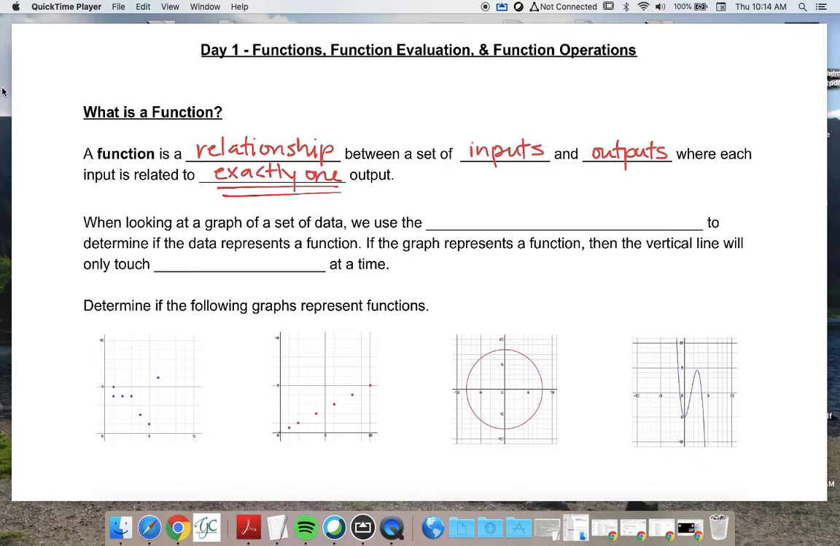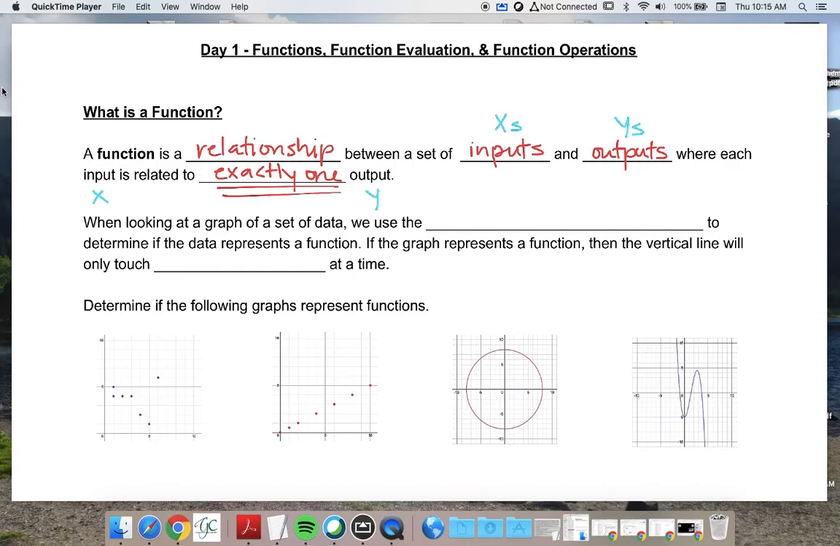I know wording of math definitions can be kind of confusing sometimes, so let's put it into something we're more familiar with seeing. So a function is a relationship between a set of x's and y's, where each x is related to exactly one y value. So a common definition that you're probably familiar with hearing about a function is that there are no repeating x values in that set of data.